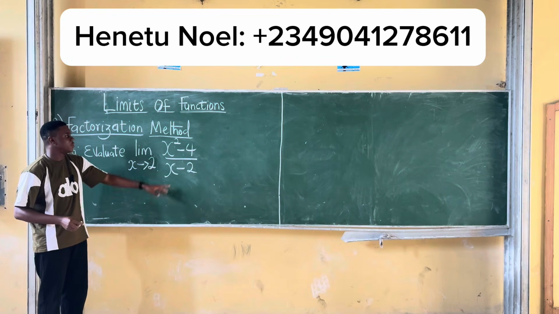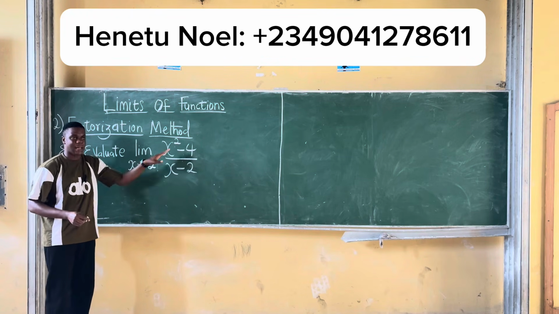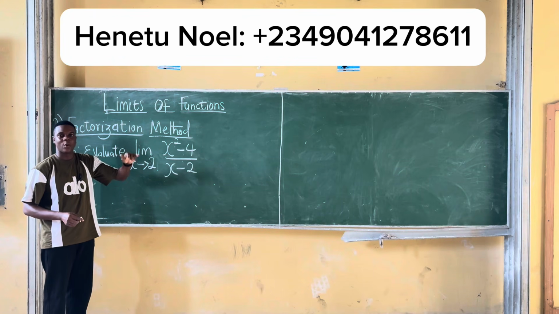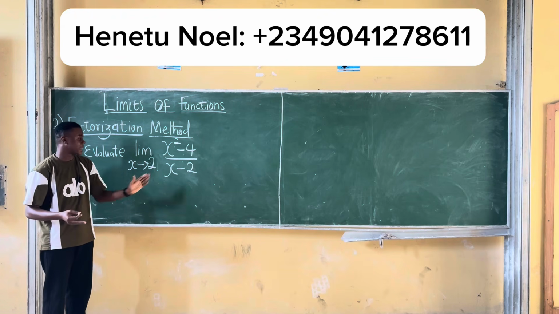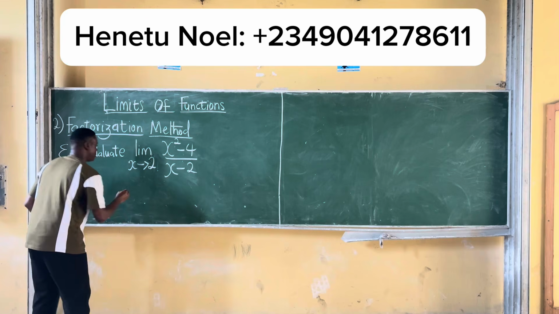So the first thing you do is you factorize. In this case, you factorize the numerator. When you factorize the numerator, you can now cancel out. When you cancel out, the function that is left, you evaluate the limit of that function as x tends to 2 in this case. Okay? So solution.